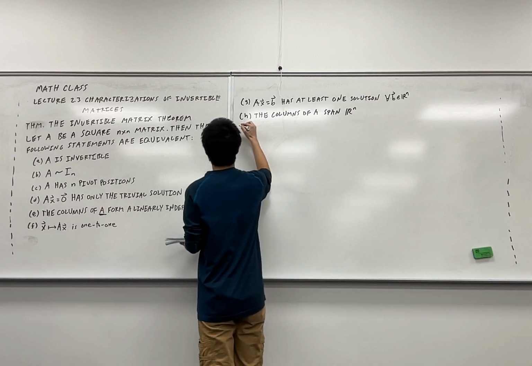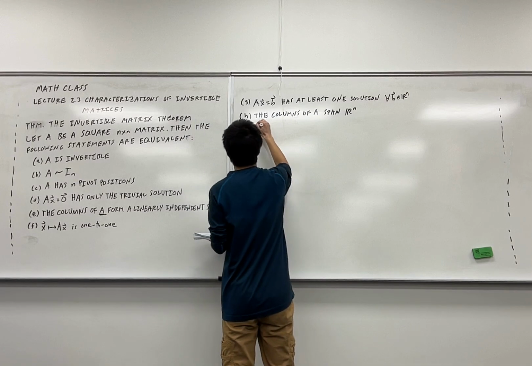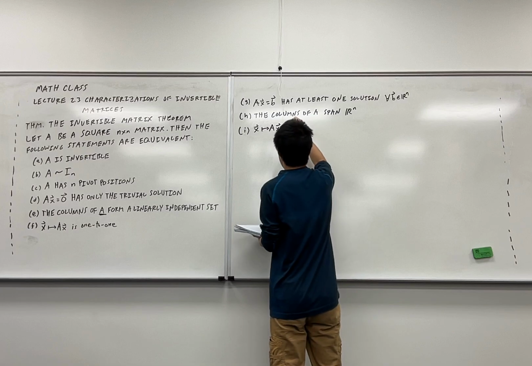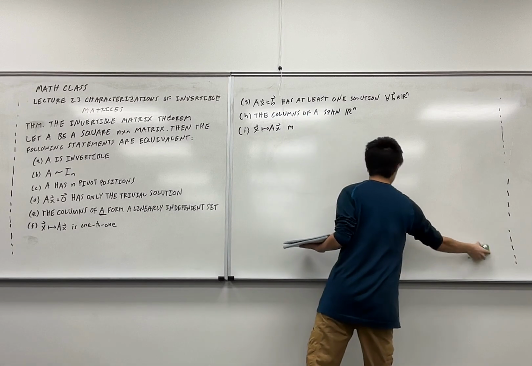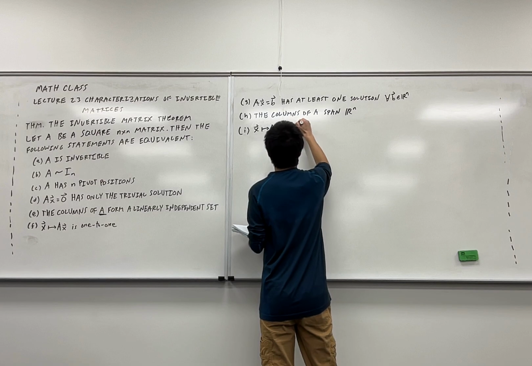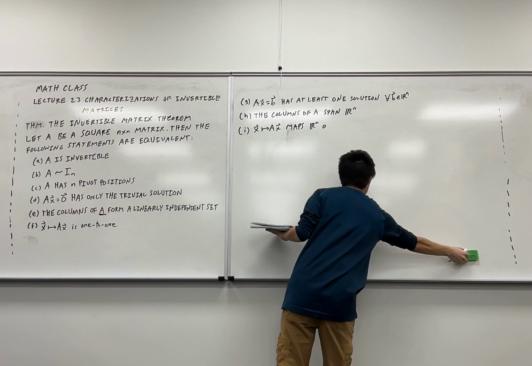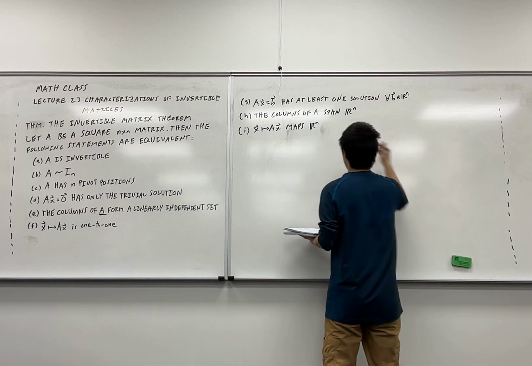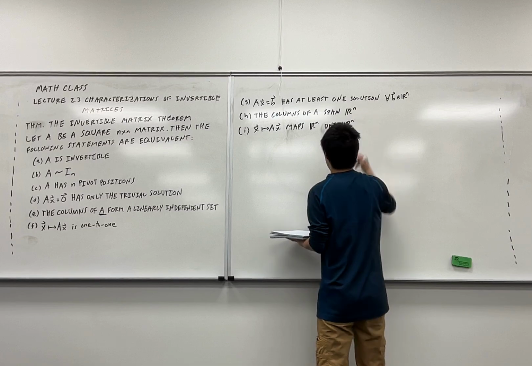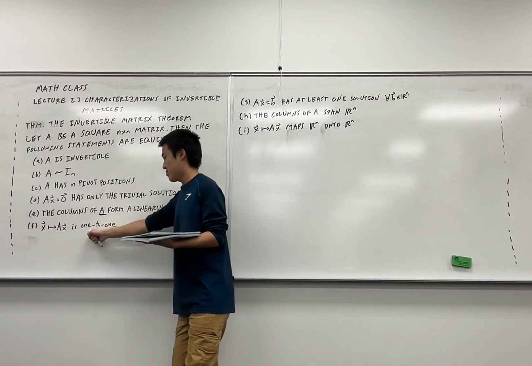I: The transformation x to Ax maps R^n onto R^n. Okay, it's a bijection. In other words, we have onto and one-to-one.